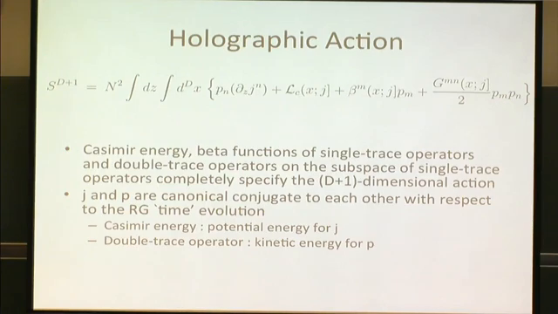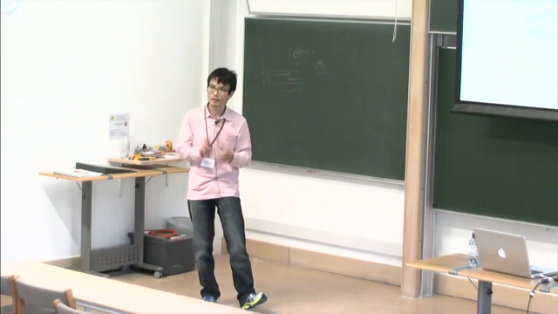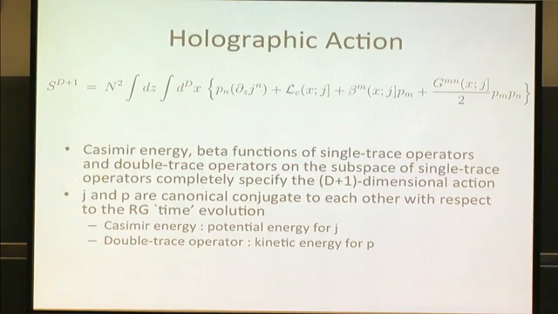It's very tempting to interpret this radial direction Z as a time, some kind of time. Then you can view this term as a Hamiltonian, a quantum Hamiltonian that governs the radial evolution of your quantum coupling operator. Okay. And then this Casimir energy basically provides the potential energy for the source. And then this beta function, especially the beta function for the double trace operator, provides the kinetic energy for the momentum. Okay.